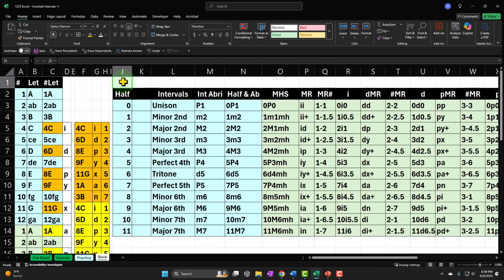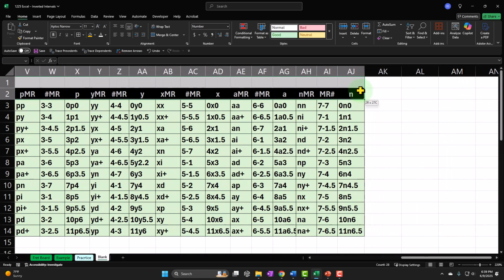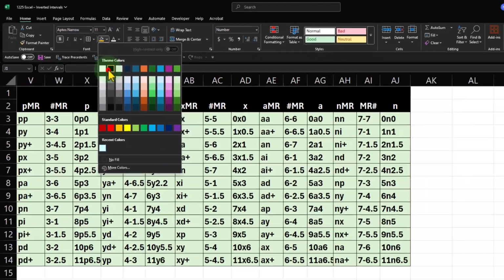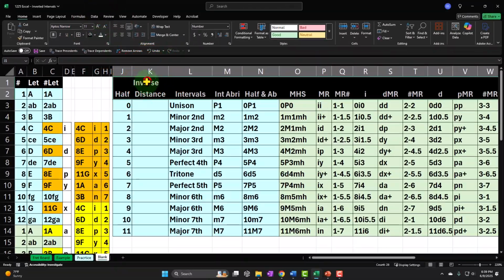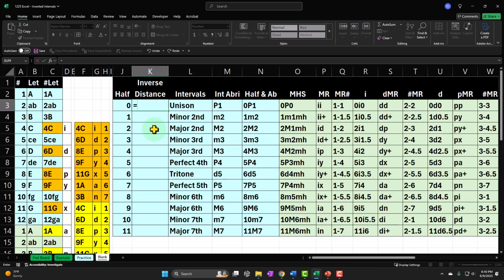All right, so half steps. I'm going to call this an inverse distance. Hopefully I'm spelling this correctly. I'm going to double click up here. I'm going to make this whole thing black and white with the headers. And let's center these guys. Okay, so if I'm going a distance of 0, the inverse is still just simply going to be 0. But if I go a distance of 1 forward, what would be the inverse? The inverse is always going to be 12 minus that distance. So there's 12 notes in the musical alphabet minus the 1 forward.